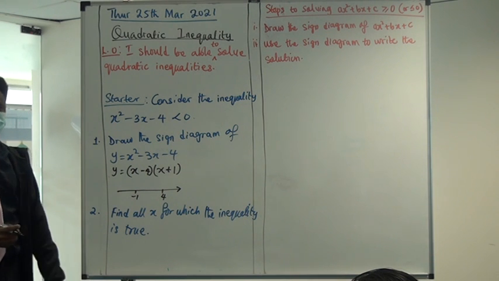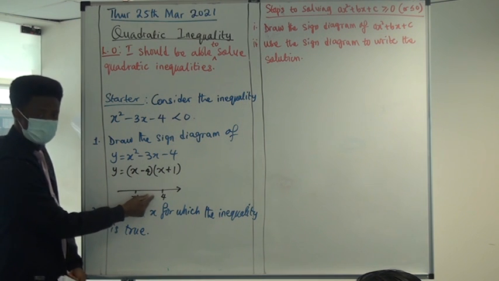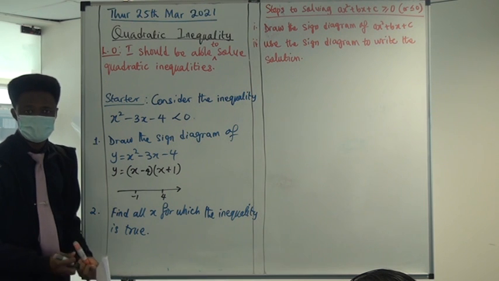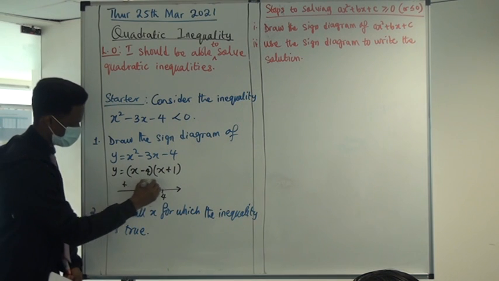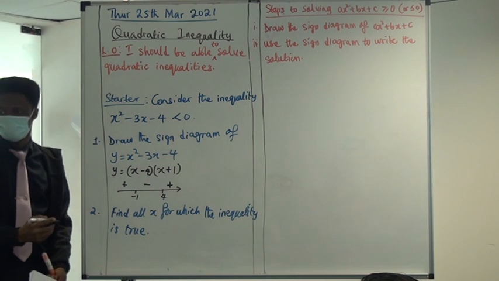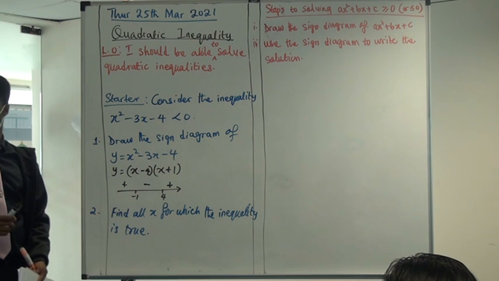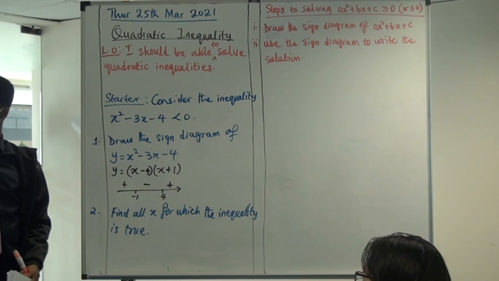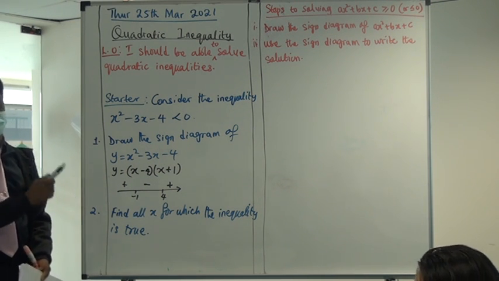Then what do we do next? Substitute any random number. I can use 0 because it's in the middle. If I use 0, I get minus 4 times 1, which is negative. So if this is negative, what will be the others? Why does it alternate? Because it has two distinct linear factors. If you miss the word distinct, it could be referring to the repeated. Because there are two distinct linear factors, it's going to alternate.